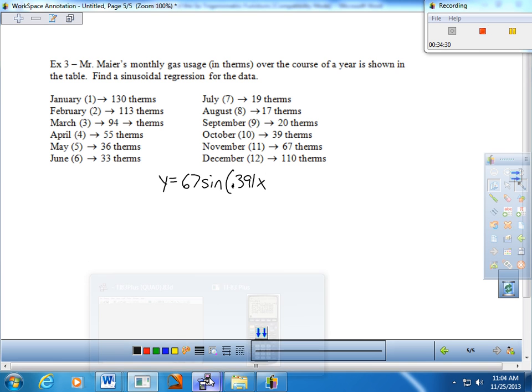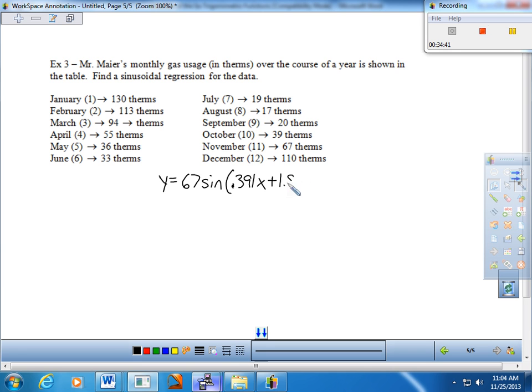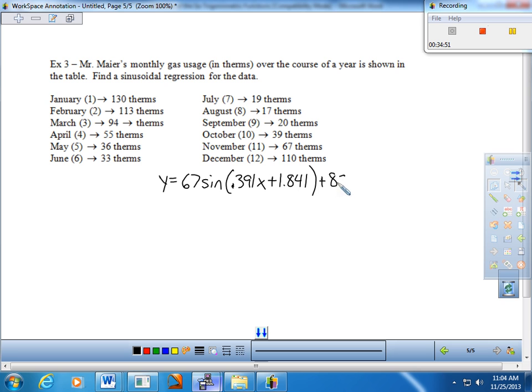Let's see what that C value was here. They do a plus with this. That's the only difference, so just be a little careful on that. But plus 1.841. Close that off. And let's get that D value on the back, and it looks to be about 80.489. And there we go. Looks nice.